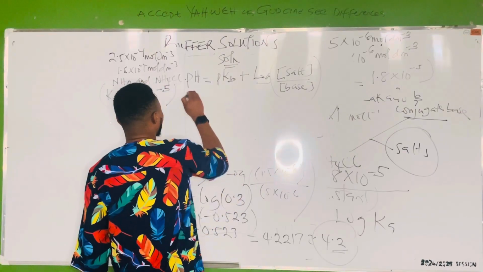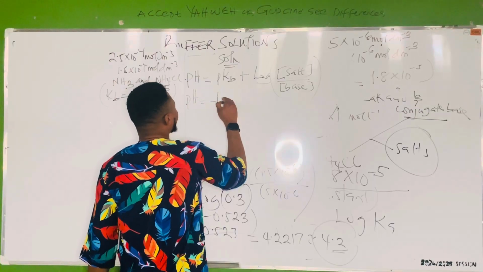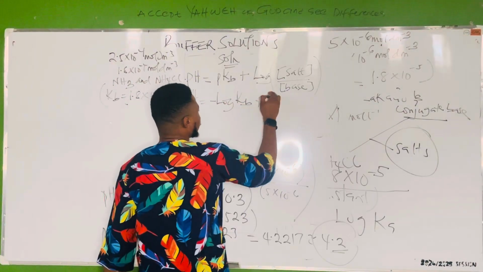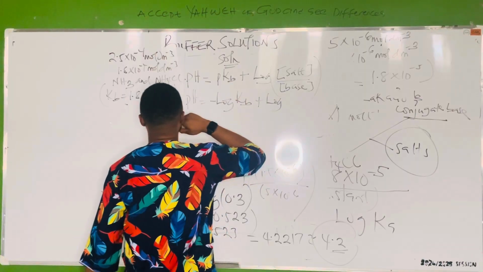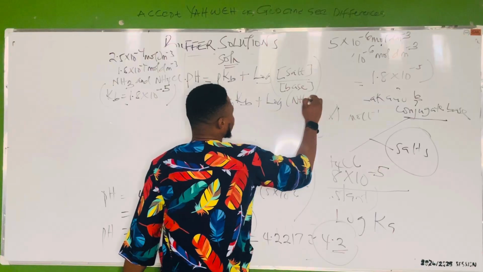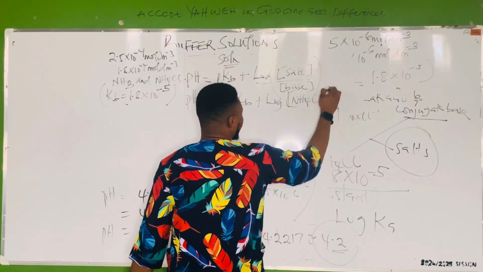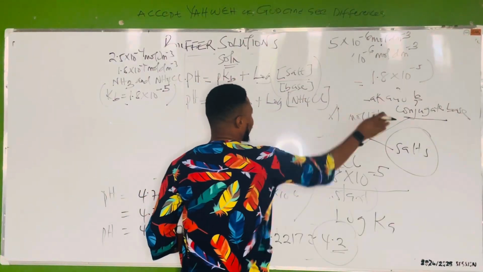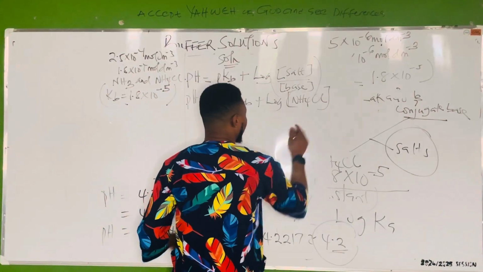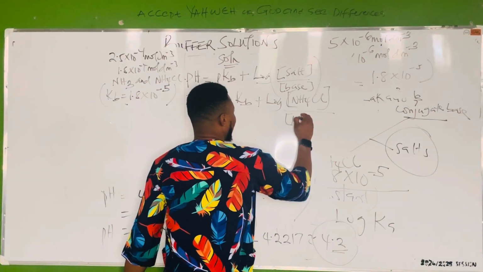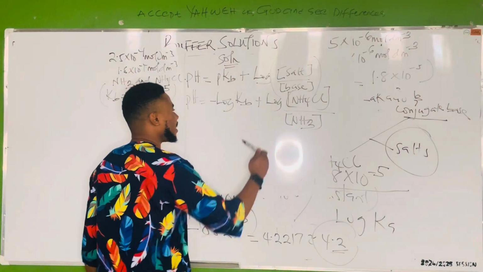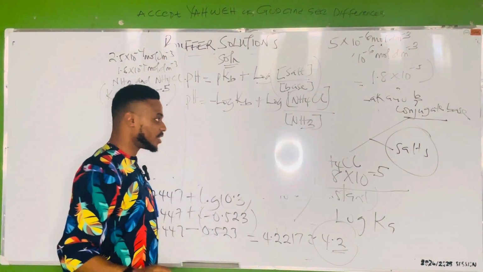So it means that the pH here will be the negative logarithm of your Kb, that is your base dissociation constant, plus log of your salt, in this case ammonium chloride, NH4Cl. This will be in square brackets because we are dealing with concentrations, divided by ammonia itself. Ammonia is the weak base, while this is the salt or the conjugate acid.